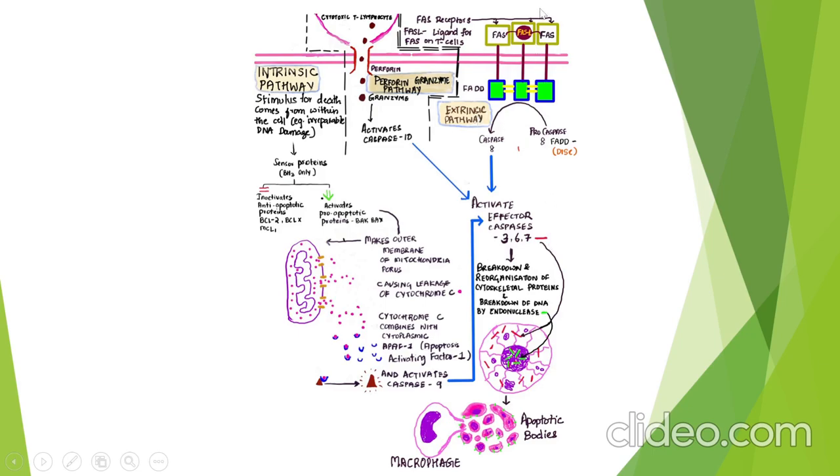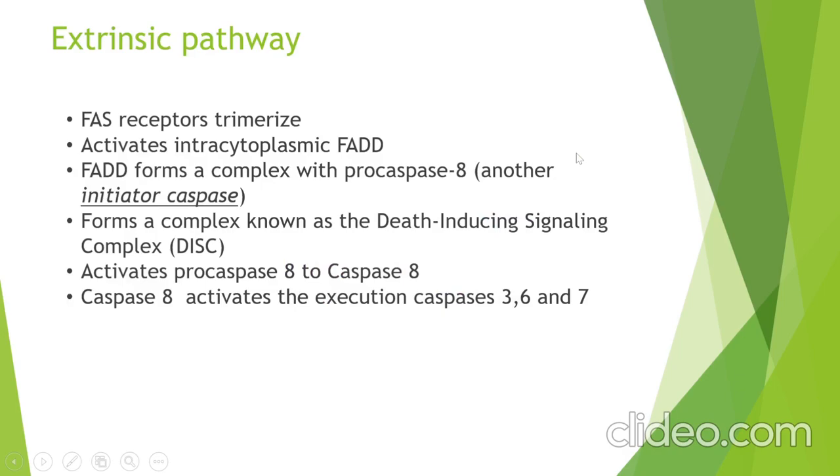The T lymphocytes or any other cell which carries the death ligand or the fast ligand binds with the fast receptor. The fast receptors will trimerize and activate procaspase 8 into caspase 8, which will activate the execution pathway of apoptosis. So that is the second pathway.